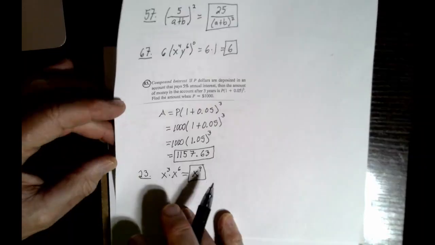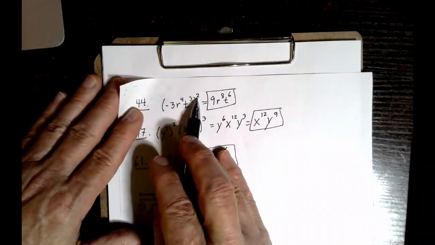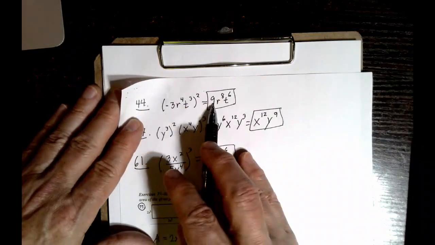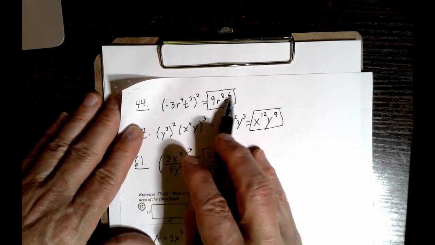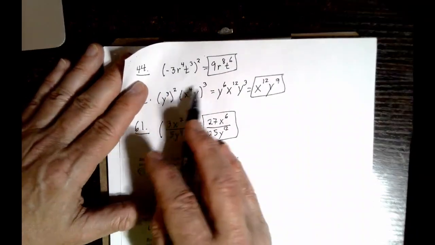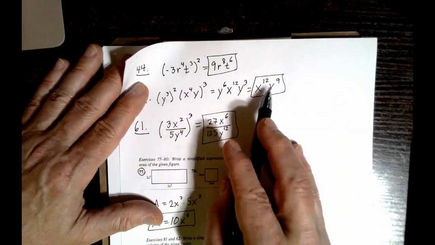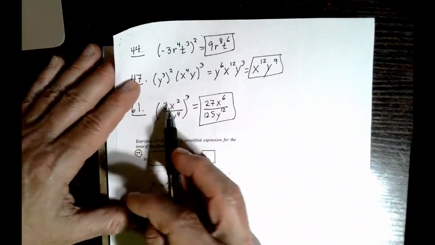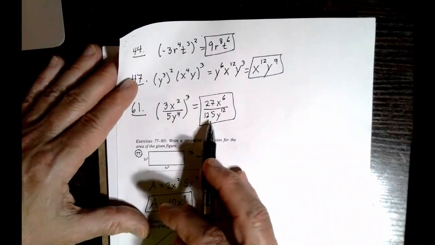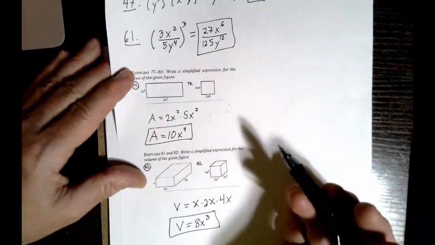X to the third times x to the sixth is x to the ninth. Negative 3 squared is negative 3 times negative 3, or positive 9. That's r to the 8th and that's t to the 6th. That's y to the 6th, x to the 12th, y to the 3rd, and your y's come together to give you 9. This is 27, this is 125, it's x to the 6th, y to the 12th.